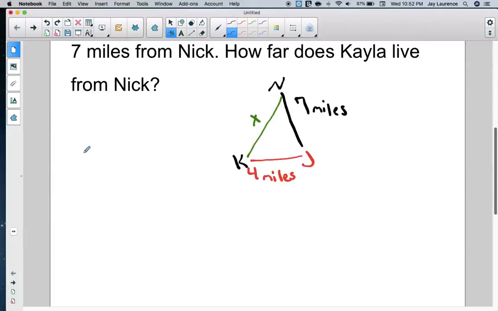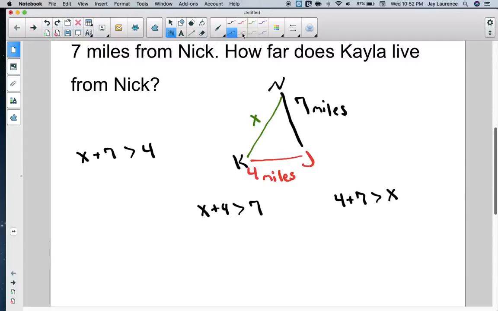Okay, the first inequality is going to be x plus 7 is greater than 4. The second inequality is going to be x plus 4 is greater than 7. And the third inequality is going to be 4 plus 7, and that's going to be greater than x. Now remember, I mentioned that one of the inequalities might not be useful. Can you tell which one it is?